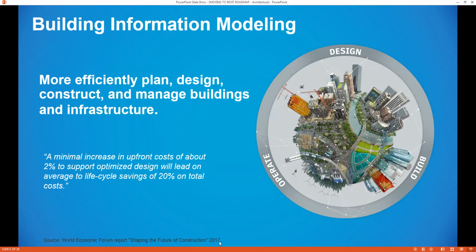What it's basically saying is this: you have a project, for instance, and say that project is going to cost you 1 million naira. I'm saying that if you put 2% of that 1 million towards making sure that the design process is optimized, that is BIM, you'll be able to save on average 20% on the total cost of the project. So you add 2% of 1 million and you save like 200K. That is what the World Economic Forum has reported.